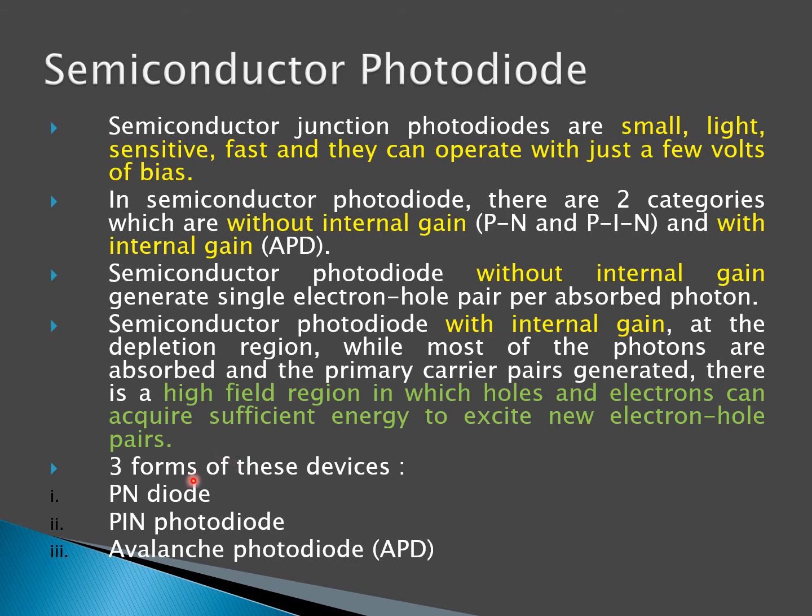As I've mentioned before, there are three forms of photodiodes: PN photodiode, PIN photodiode, and the last one is the most advanced one, which is APD. Usually, of course, this APD is more expensive compared to the PIN and also PN photodiode.